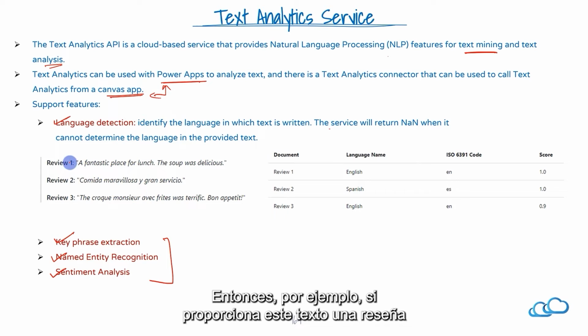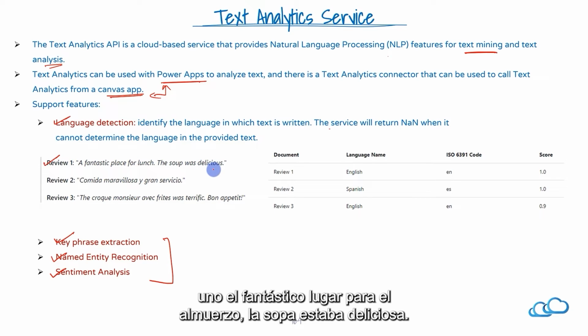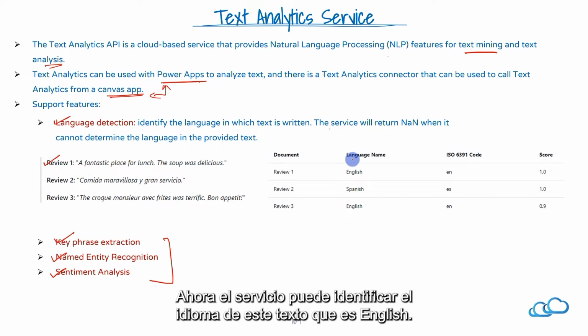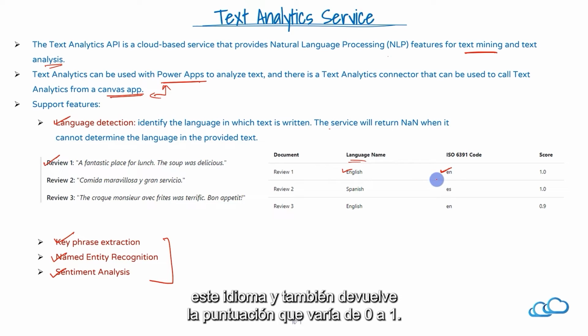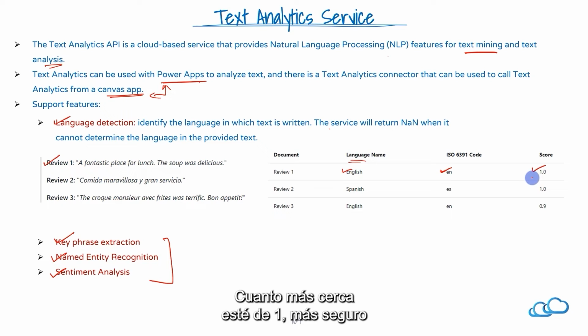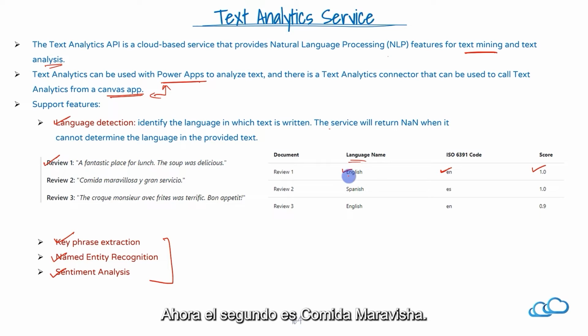For example, if you provide this text, review 1: the fantastic place for lunch, the soup was delicious. The service can identify the language of this text, which is English. The service also returns the ISO 639-1 code, which is EN for this language, and also returns a score, which varies from 0 to 1. The closer it is to 1, the more confident the service is about the identified language.